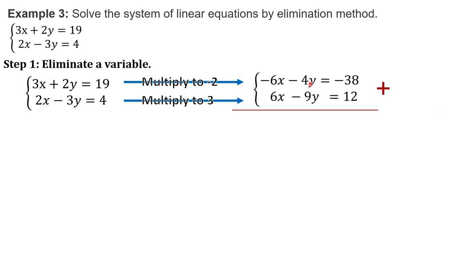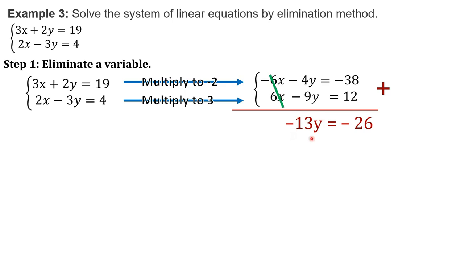Negative 6 plus positive 6x, it will be cancelled since it will give us the result of 0. Then, negative 4y plus negative 9y will give us negative 13y. And negative 38 plus 12, just subtract them, copy the sign of the larger number, we'll get negative 26. So since we have eliminated the variable x, we are now solving for y.